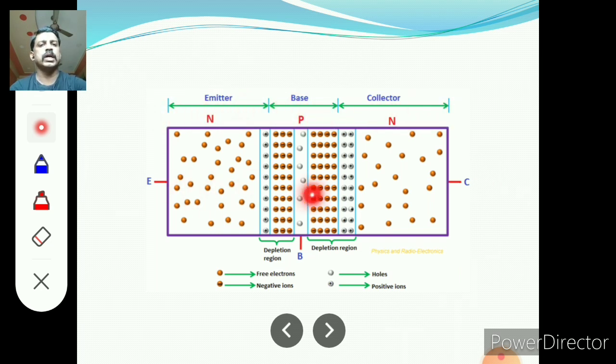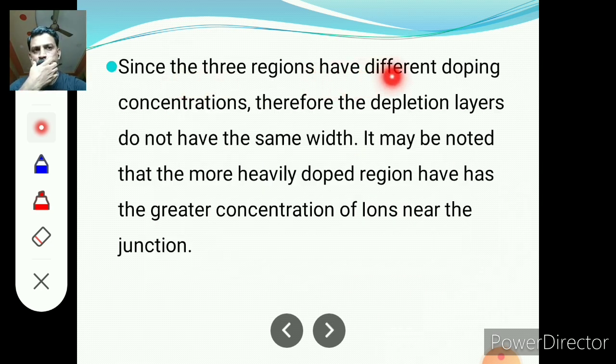Free electrons are moving in this direction, negative ions are moving in this direction, holes are moving in this direction, and the positive ions are moving in this direction. Since the three regions have different doping concentrations, the depletion layers do not have the same width. It may be noted that more heavily doped regions have greater concentration of ions near the junction.